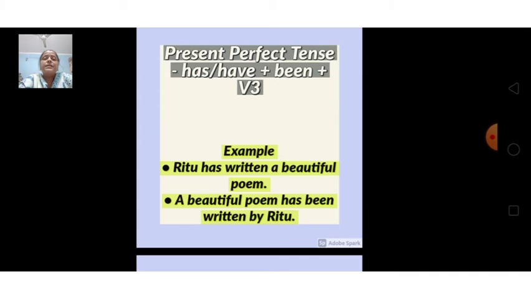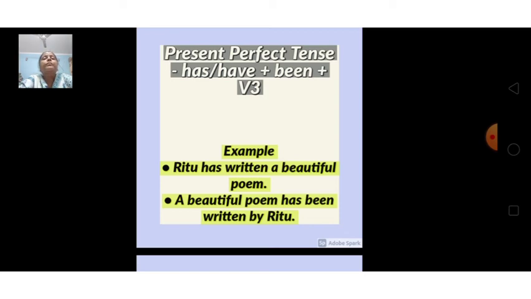Present perfect tense. In present perfect tense, what is the rule? Has or have plus been. Alright, in continuous tense we use being, and in perfect tense we use been and the third form of the verb. Has is used with all the singular nouns and have is used with all the plural nouns.